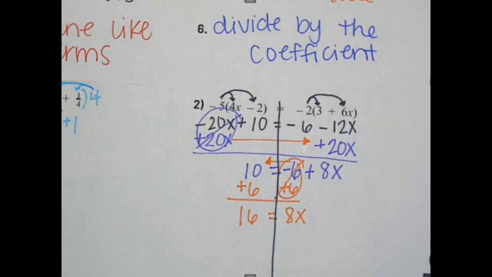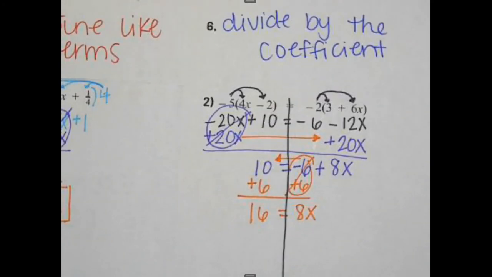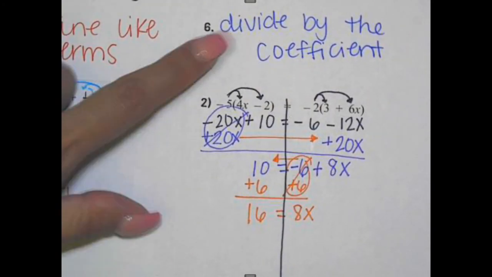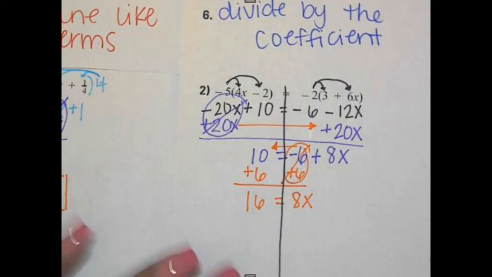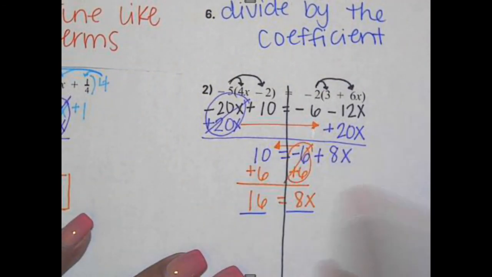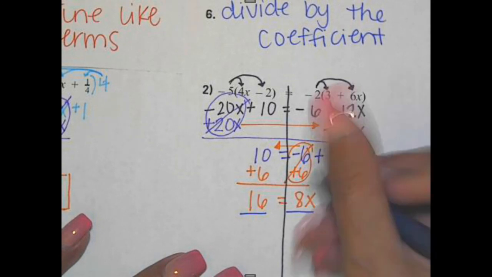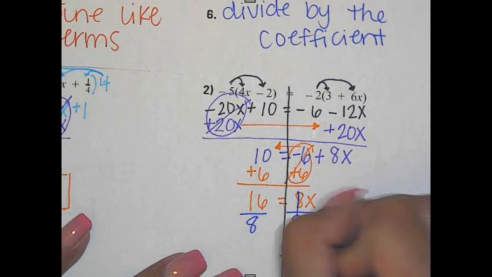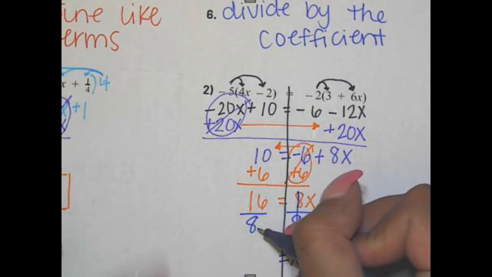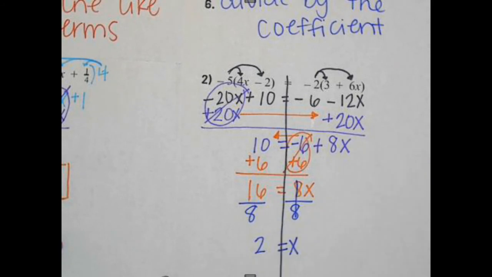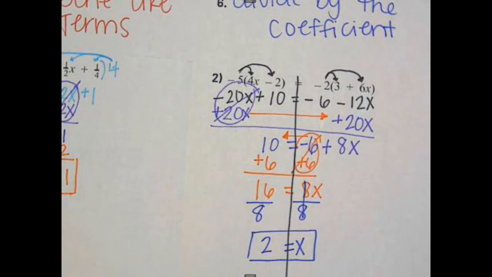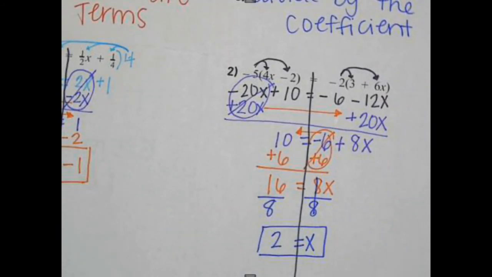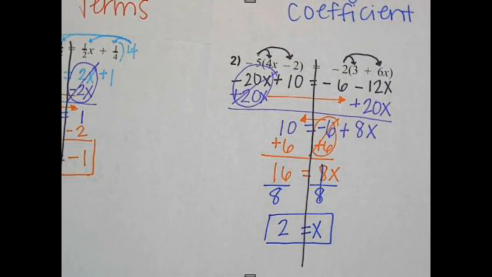Okay. So on this one, I am going to be able to do step number 6. And step number 6 says to divide by the coefficient. And I told you that coefficient is that number that's being multiplied to the variable. So I'm going to divide both sides by 8. So x equals, and then 16 divided by 8 is going to give me 2. So the answer to this problem is x equals 2. Please make sure your variable is completely filled out.